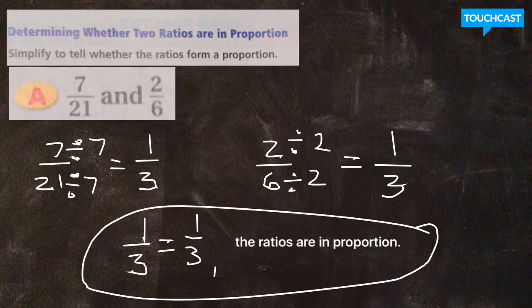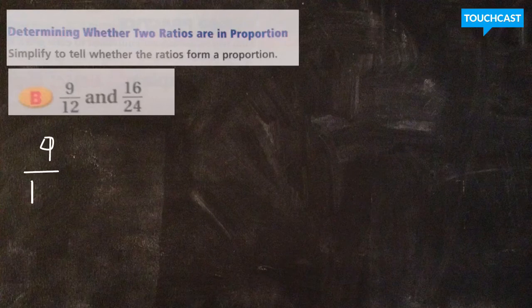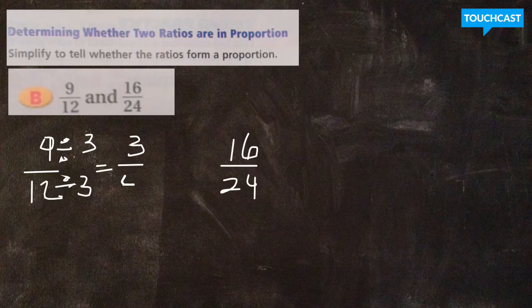Let's look at that one more time. So we have 9/12 and 16/24. Let's start by rewriting both of our ratios. Well, what's a number that goes into both 9 and 12? I think 3 does. So let's divide 9 and 12 by 3. 9 divided by 3 is 3. 12 divided by 3 is 4. Alright, we've got 3/4.